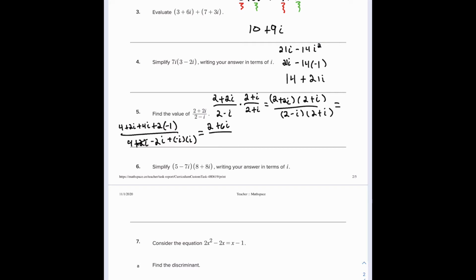These cancel. So we have 4 plus 1 because negative i times i is equal to negative 1 times negative 1 is 1. So we have 4 plus 1 all over 5. And then we simplify 2/5 plus 6 over 5 times i. That's our answer for this one.